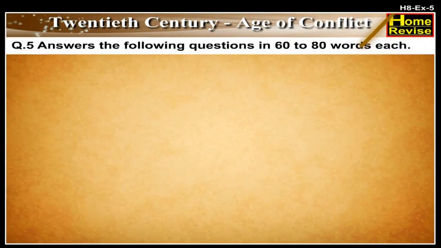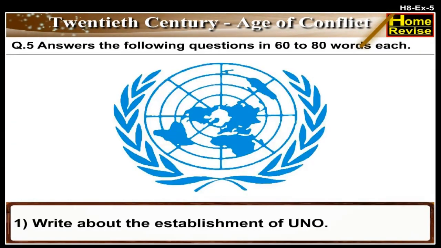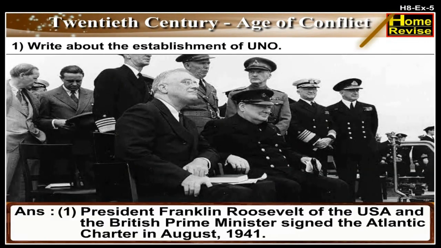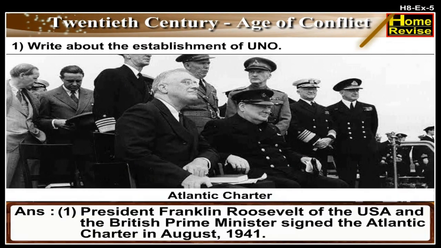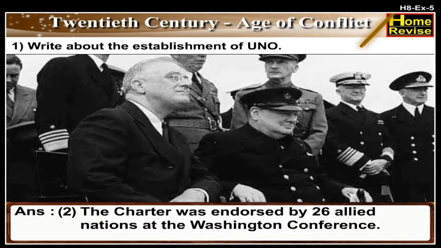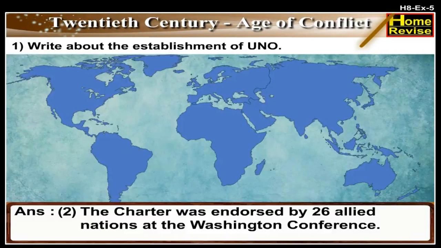Question 5. Answer the following questions in 60 to 80 words each. 1. Write about the establishment of UNO. Answer. 1. President Franklin Roosevelt of the USA and the British Prime Minister signed the Atlantic Charter in August 1941. 2. The Charter was endorsed by 26 Allied nations at the Washington Conference.